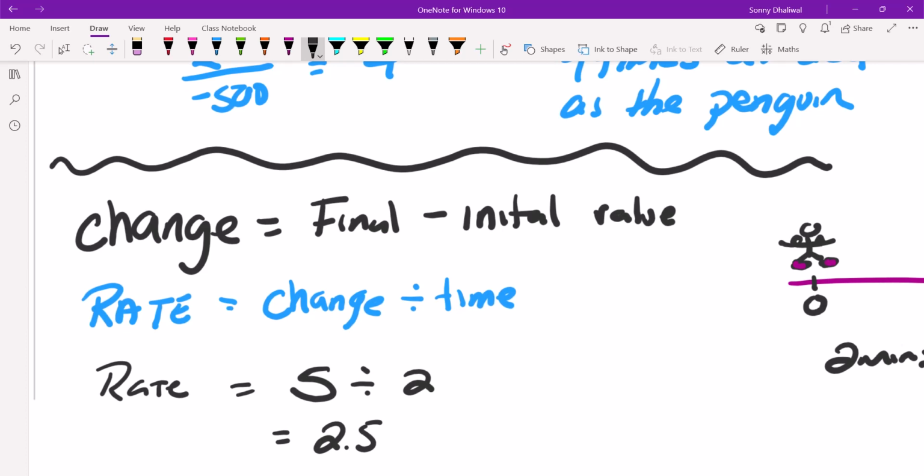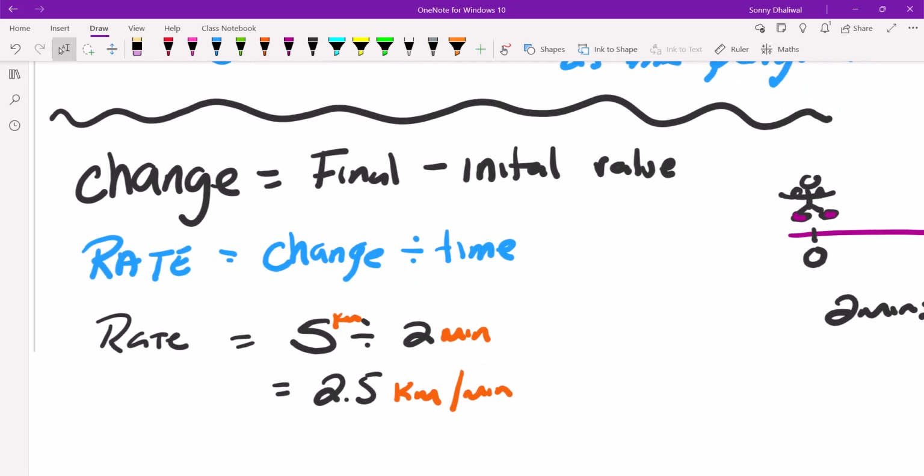Now, rate has units. It's pretty easy to figure out the units. Look at the first number, 5. What was the unit for 5? 5 kilometers. I'm going to put that little kilometers here, in 2 minutes. So our rate is kilometers per minute. This little slash here means per, and it sort of looks like a dividing sign.